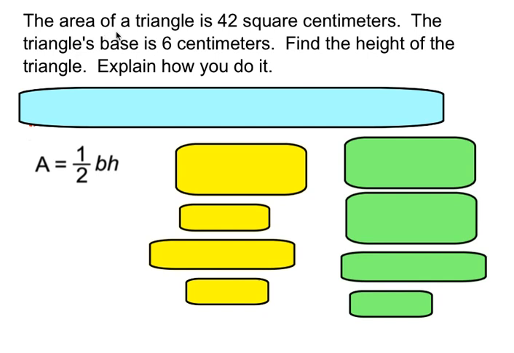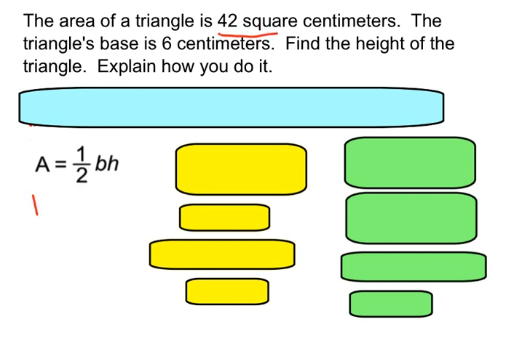The area of a triangle is 42 square centimeters. The triangle's base is 6 centimeters. Find the height of the triangle. Explain how you do it. All right, well, the first thing you want to do is ask yourself, what do I know and what is this asking? Well, it's telling us that we have a triangle that has an area of 42 square centimeters.